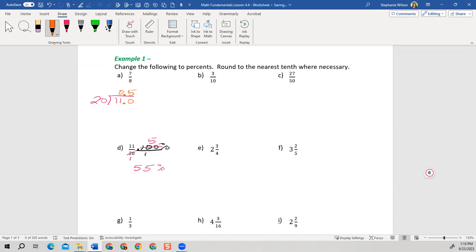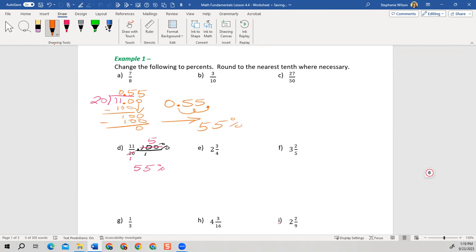It'll go into it 5 times. 5 times 20 is 100. 110 minus 100 is 10. And let's bring down our 0. Again, 20 will go into 100 5 times. 5 times 20 is 100. Subtract, we'll get 0. So now I have a decimal of 0.55. And if I want to put it in percent, I can grab this decimal and move it 2 places to the right, and it gives me my 55%.